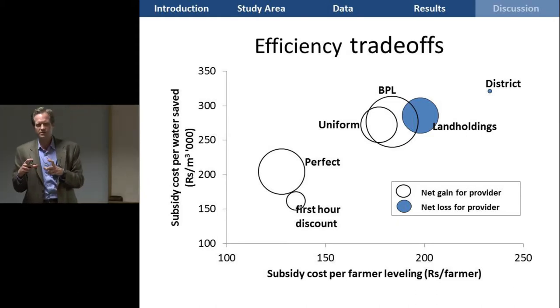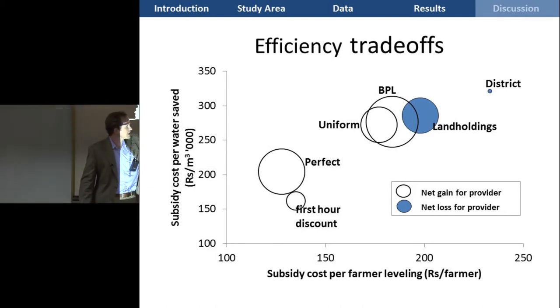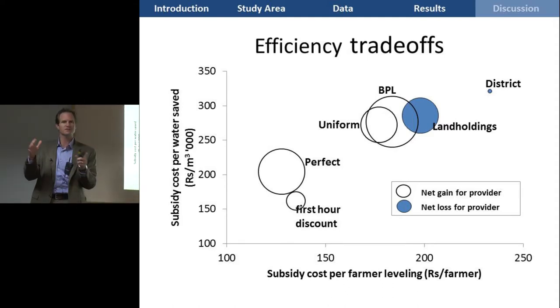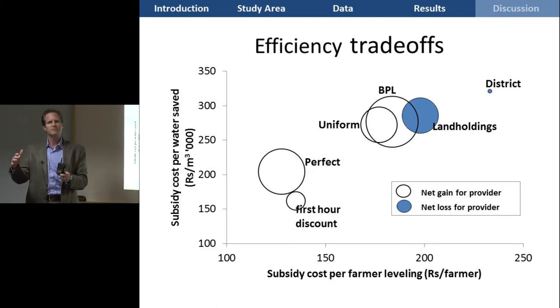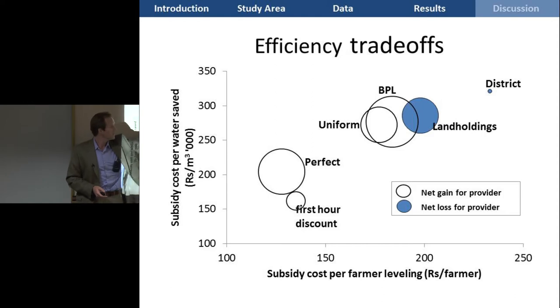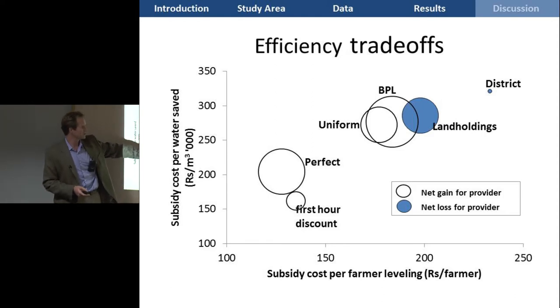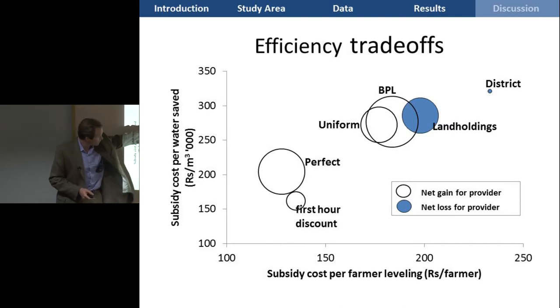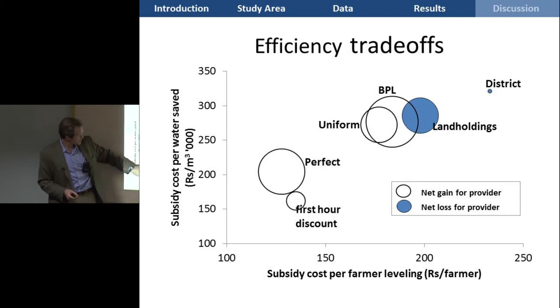And then the size of the bubbles captures the perspective of the service provider. The blue ones represent net losses. These are ones where, when you take into account all the costs of delivering to the new plot and setting up, which has a lot to do with the size of the plot and the number of plots they're leveling, those two are losers from the perspective of the provider. But everything else has a net gain. And this first-hour discount turns out, what you want is the one that's closest to this origin.